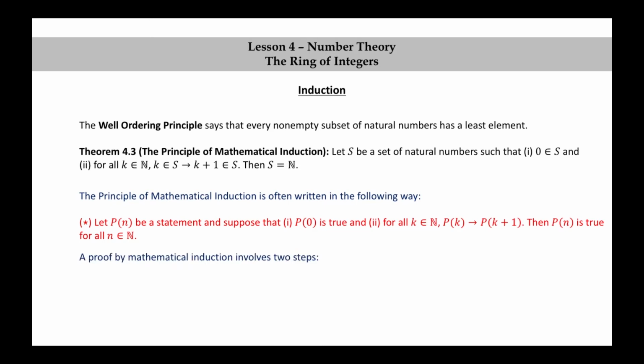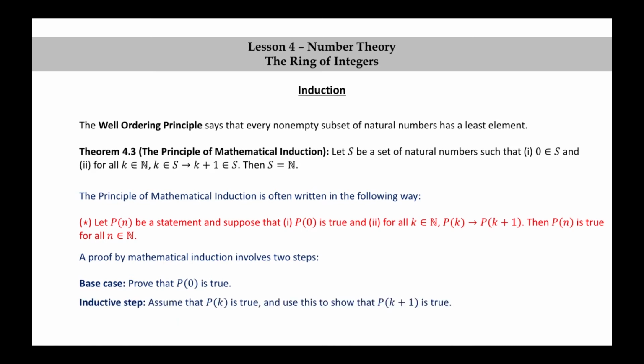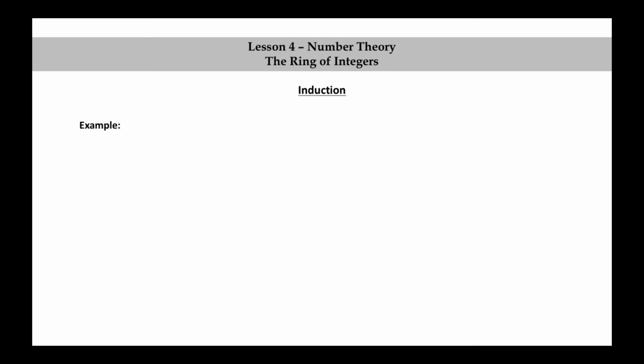A proof by mathematical induction involves two steps. There's a base case where we prove that P of 0 is true, and the inductive step where we assume that P of k is true and use this to show that P of k plus 1 is true. P of k being true is known as the inductive hypothesis. Let's look at an example. Use the principle of mathematical induction to prove that for all natural numbers n, n squared minus n is even.